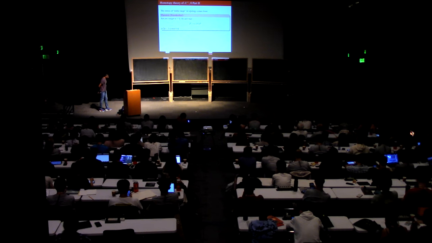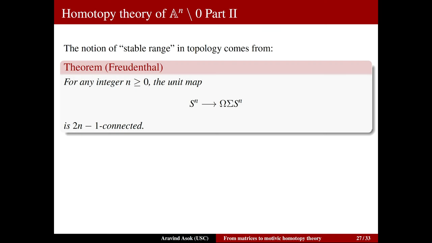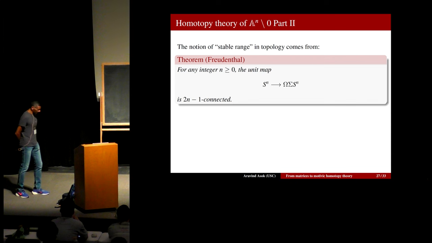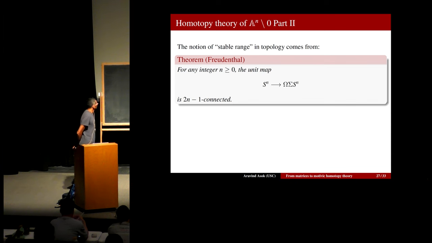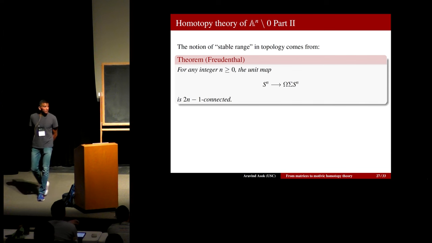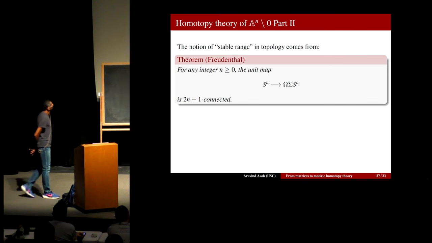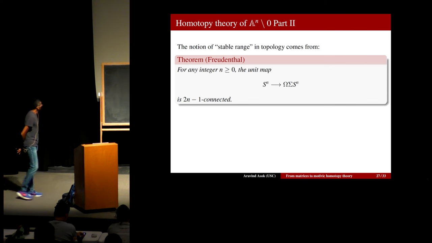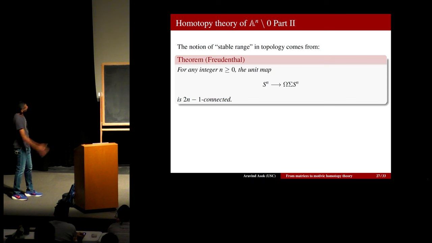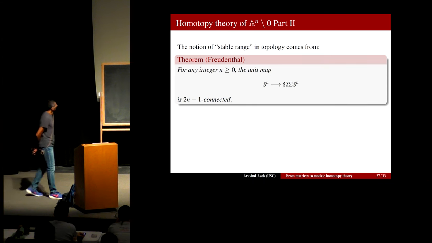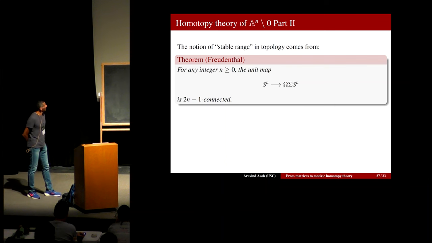In topology, remember, when I was interested in describing the homotopy of the sphere, I had to introduce this notion of stable range. The notion of stable range comes from Freudenthal's suspension theorem. If I look at the n-sphere, and I look at the unit map to the loops on the suspension of that, I can measure the failure of that map to be a homotopy equivalence in some range. In fact, there's a nice description of the fiber in some good situations, and in particular the fiber has some nice connectivity. So this tells me that the homotopy groups stabilize in a range.